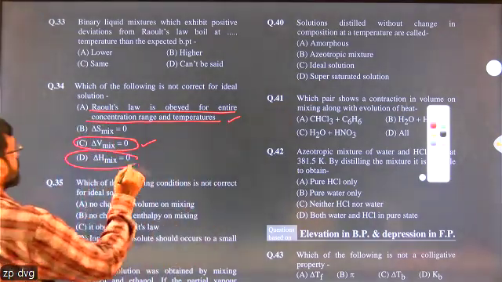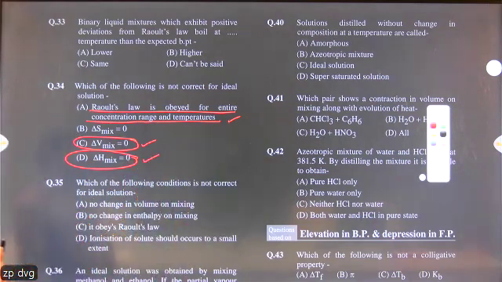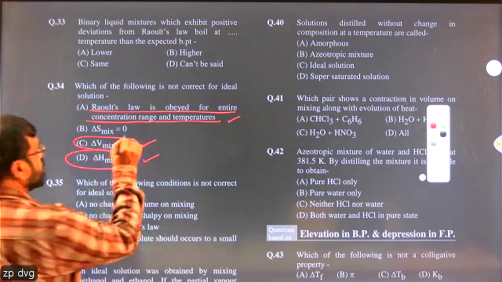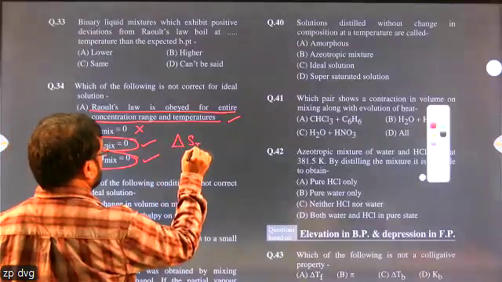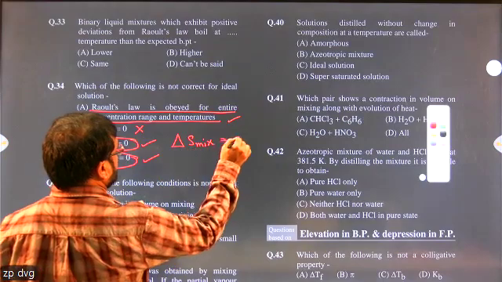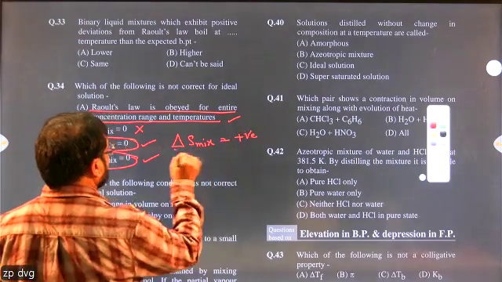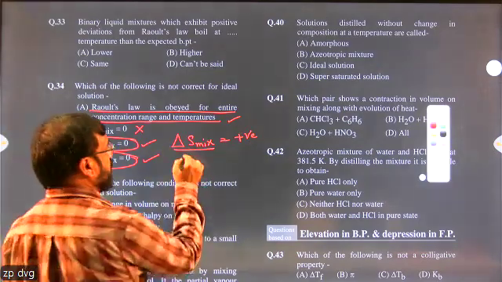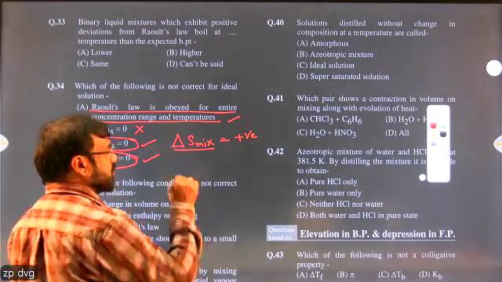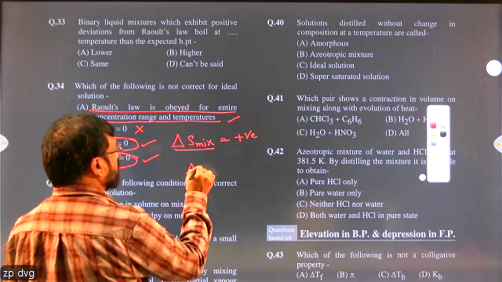And delta H mixing is also 0 for an ideal solution. But option B is not a correct one. Actually, delta S mix is positive. What is the meaning of delta S mix? Entropy of mixture.